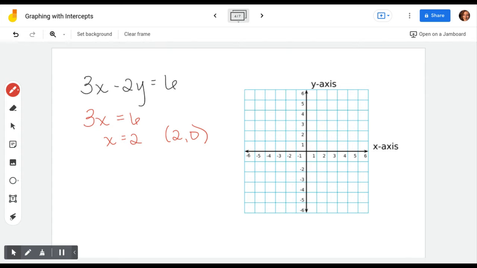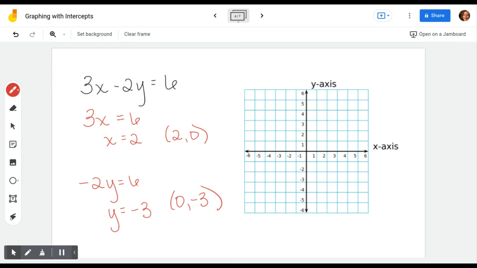To get your y-intercept, I'm going to put a 0 in for x. That makes the x term disappear. So put your thumb over that or your finger over that, and then you're left with negative 2y equals 6. Divide both sides by negative 2, and you find out that y equals negative 3. So when x is 0, y is negative 3.